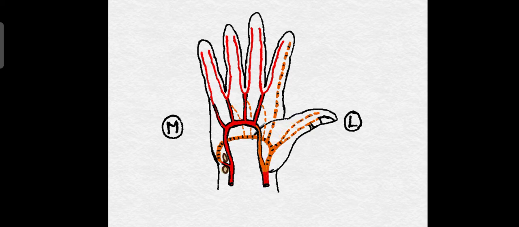I told you about three branches, right? The radial artery has three branches. One is the superficial palmar branch, then one running to the thumb called the princeps pollicis, and one running towards the index finger called the radialis indicis of the radial artery. That we will discuss later. Today we will be discussing only the superficial palmar arch.